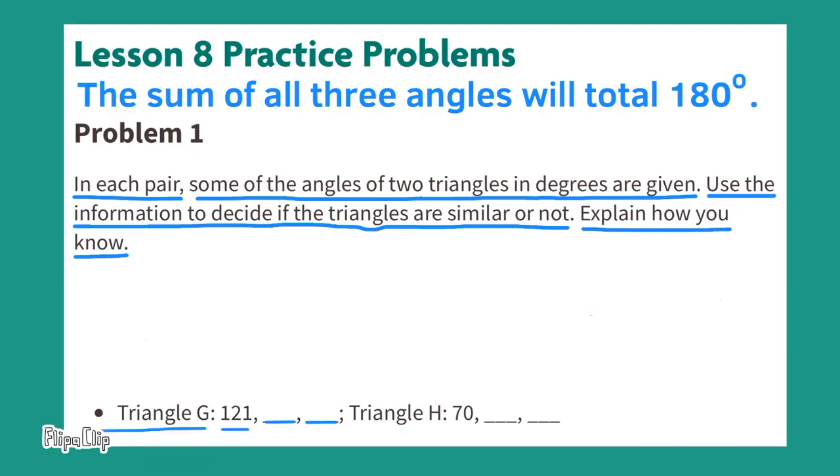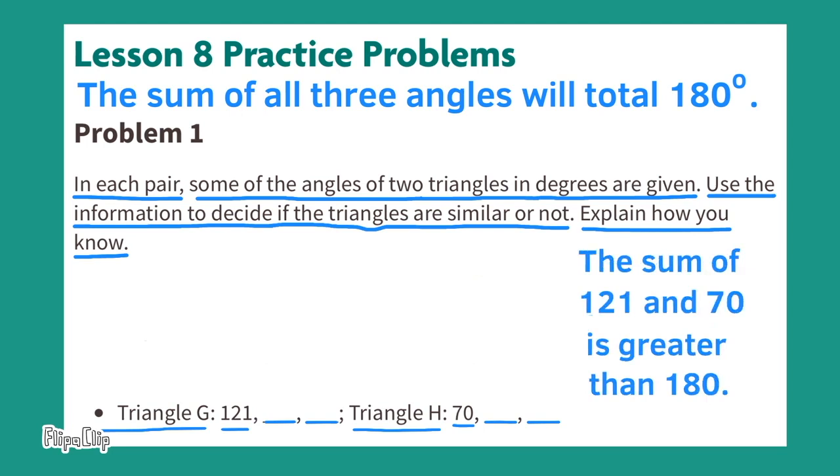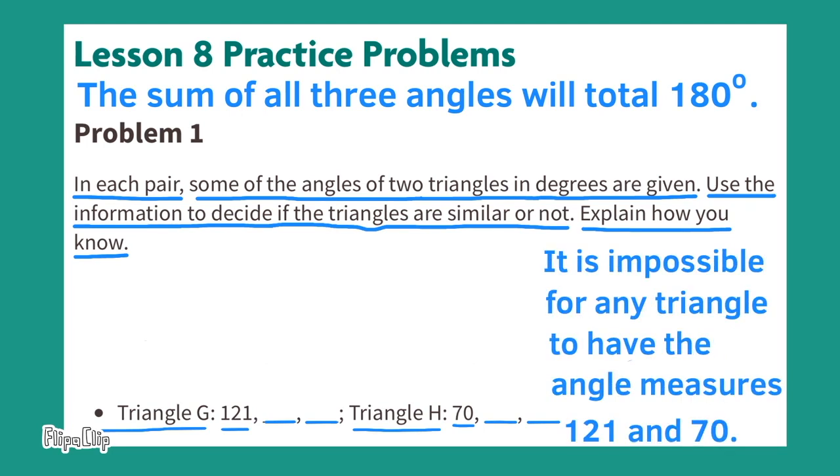Triangle G, 121 degrees and two unknown angle measures. Triangle H, 70 degrees and two unknown angle measures. If these triangles were similar, that would mean that they would each have angle measures of 121 degrees and 70 degrees. So they're not similar because the sum of 121 and 70 is greater than 180. It's impossible for any triangle to have angle measures 121 degrees and 70 degrees because it would total more than 180 degrees.